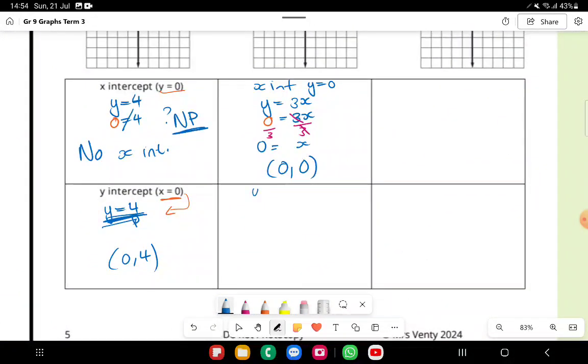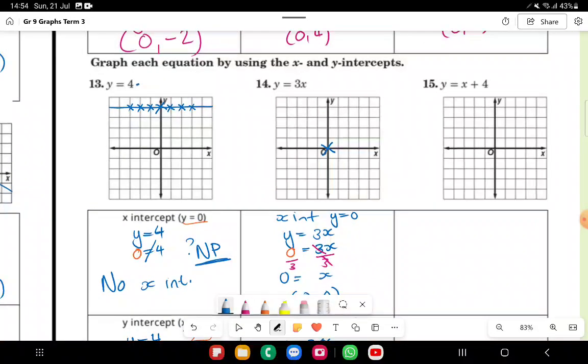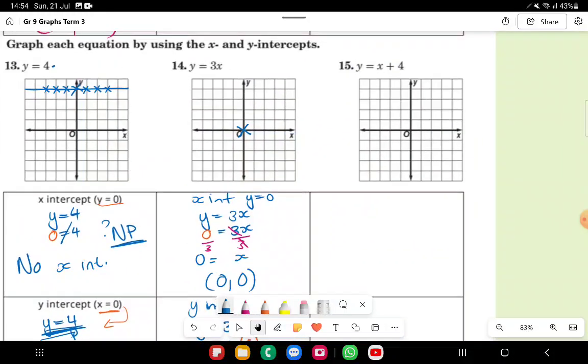Okay, y-intercept, x equals 0, y equals 3x, so y equals 3 times 0. And if that's the case, then y equals 0, coordinates 0, 0. So this graph, again, you can't draw yet. There's another way of doing it, but with this method, you can't draw this line.